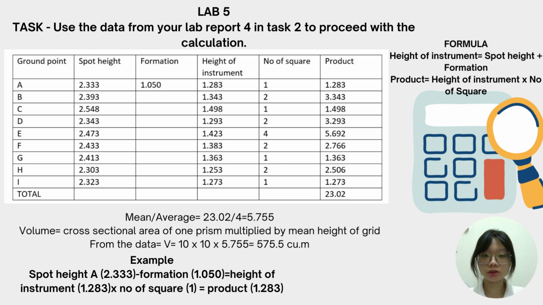And the mean is the total of the product divided by 4, because the square has 4 sides. So, 23.02 divided by 4 equals 5.755, and the volume equals the cross-sectional area of one prism multiplied by mean height of grid, which is 10 times 10 times 5.755 equals 575.5 cubic meters.